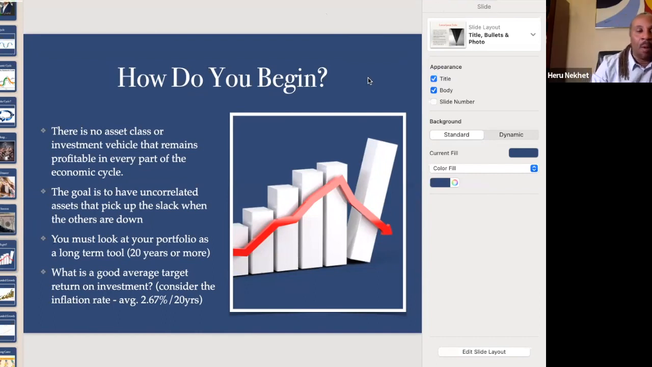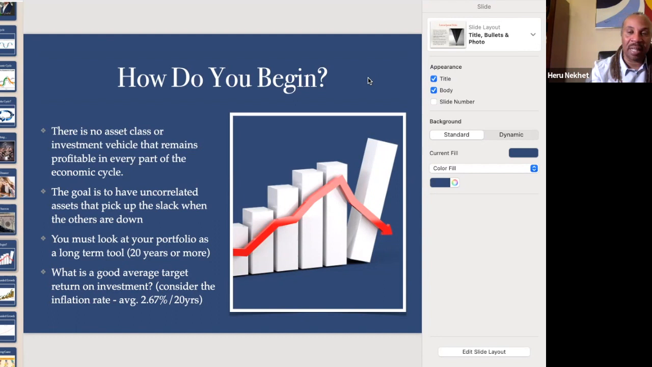So what we want to do is we want to look at our portfolio in a long term, right? We always want to play the long game. If you only look at it in each cycle, you're still going to lose, right? Because we want to target an average return over a long period of time. When I say a long period of time, I'm talking about 20 years or more. Most of us on here have 20 years, right? That's the goal. We at least have 20 years left. And we want to be able to capitalize on that long-term average return. So the question is, what is a good average target return on investment over a 20-year period?